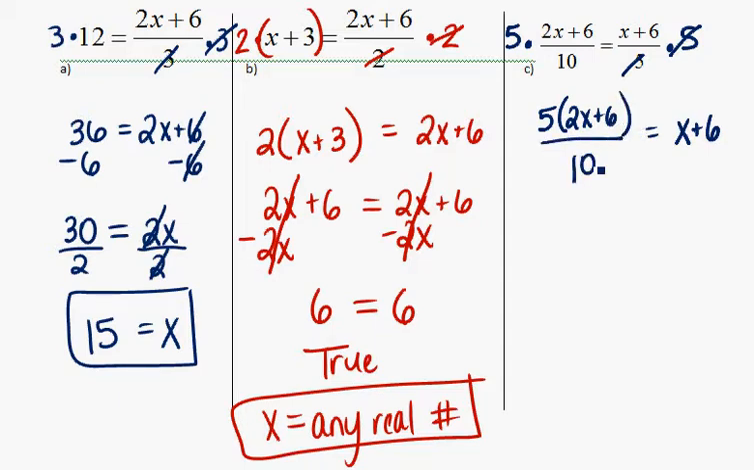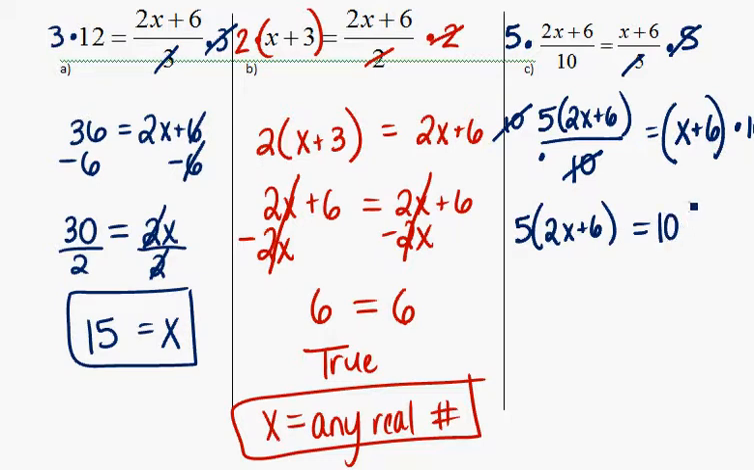Now I'm going to do a very similar step. I'm going to get rid of that 10 that's in the denominator. The inverse operation of division is multiplication. So I'm going to multiply both sides by 10. So that means that those 10's will cancel out. And on the left I have 5 times the quantity 2x plus 6. And on the right hand side I'm going to put parentheses in there. I have 10 times the quantity x plus 6.